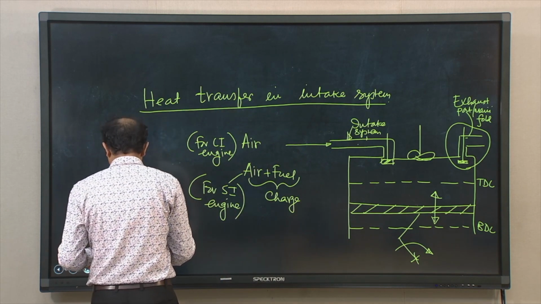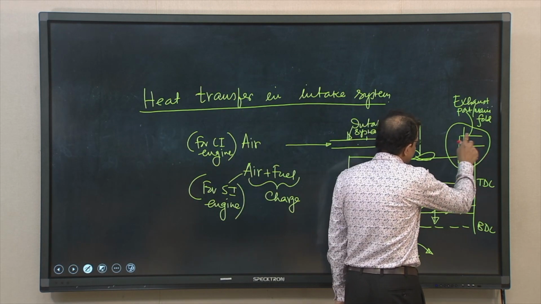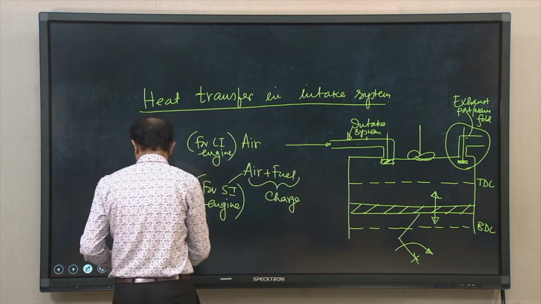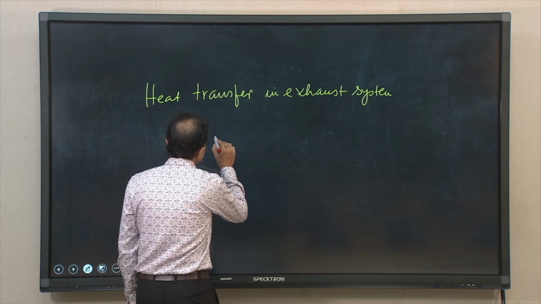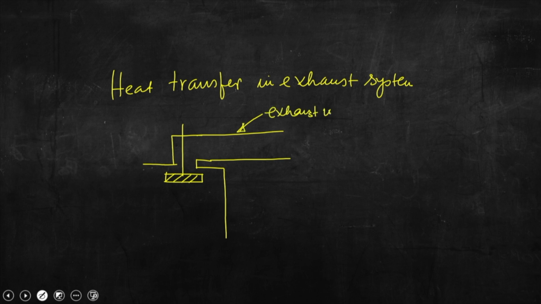So, let us discuss now. So, what you can see, that through this pipe or system, let me draw here, essentially that is the intake manifold. So, this is the intake valve, exhaust valve. So, this is the exhaust manifold, sorry, this is the exhaust manifold and this is the exhaust valve. So, gas flow will be there.